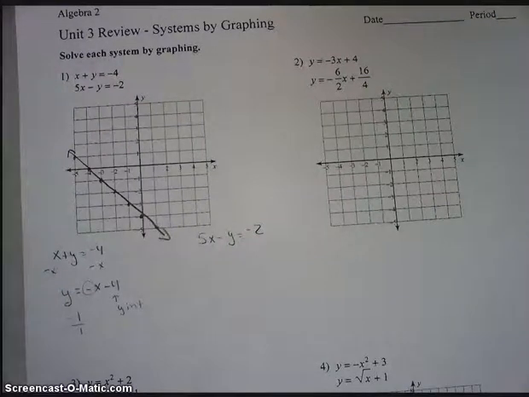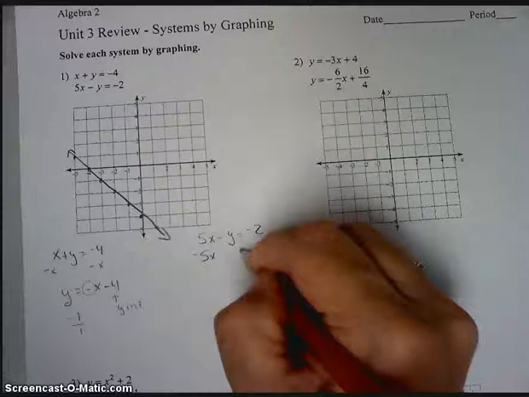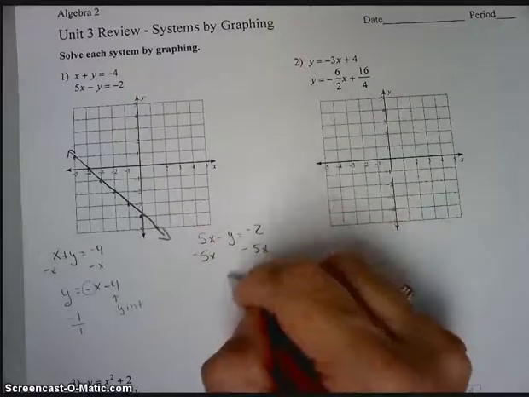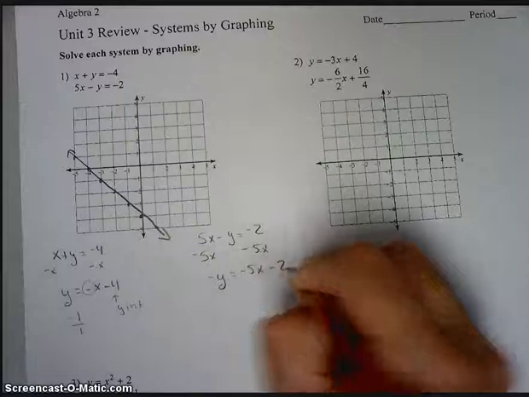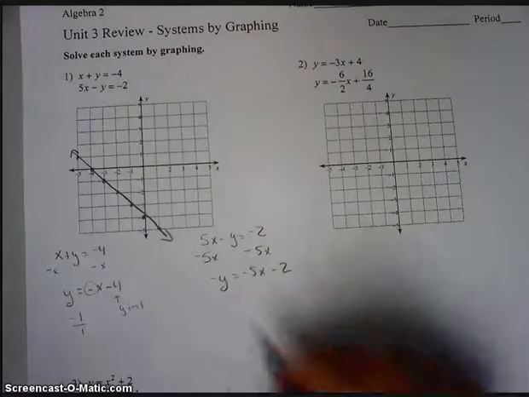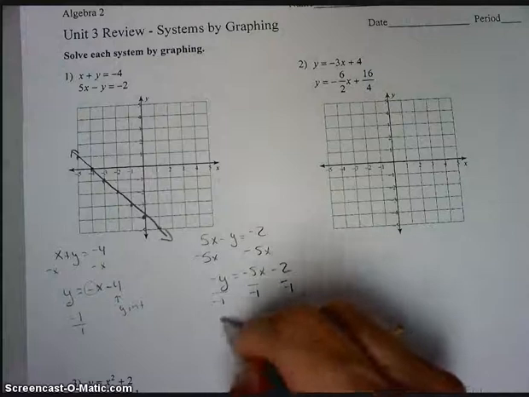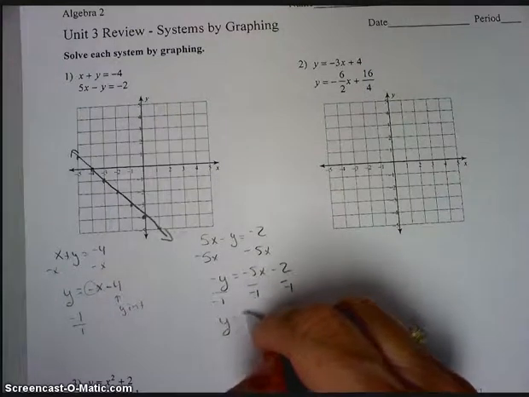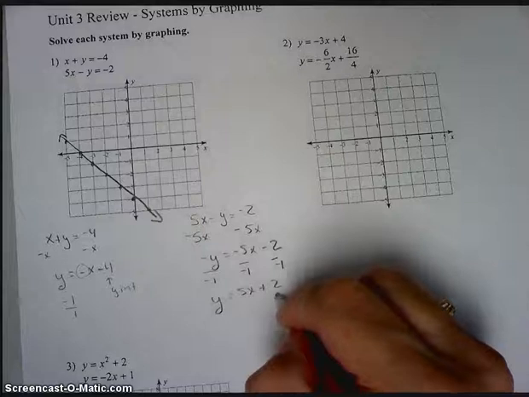So then I'm going to do the same thing over here. I'm going to write it in y equals mx plus b, subtract 5x from both sides. I want it with minus y equals negative 5x minus 2. I cannot have a negative variable, so I'm going to divide by negative 1. And I want it with y is equal to 5x plus 2. So my y-intercept here is positive 2.